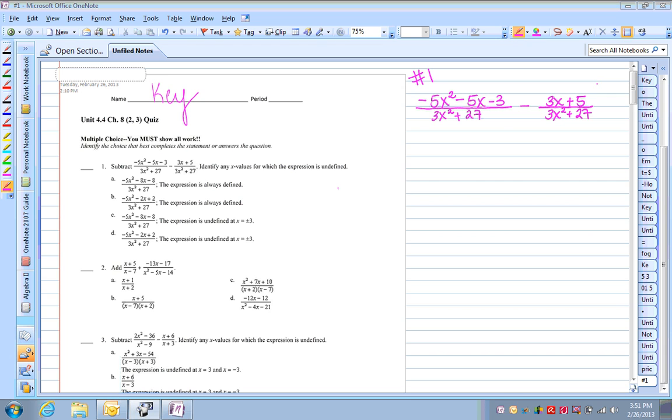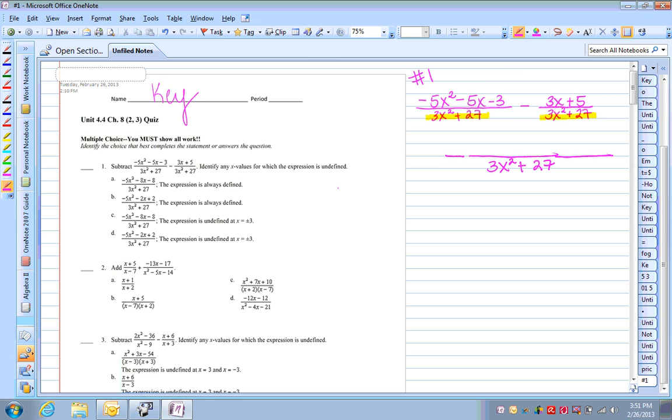On number 1, we're subtracting two rational expressions, and we have a common denominator. Both bottoms match. So what we do when we're adding or subtracting two rational expressions that have a common denominator is we go ahead and keep it. So I'm going to keep the denominator as 3x squared plus 27.